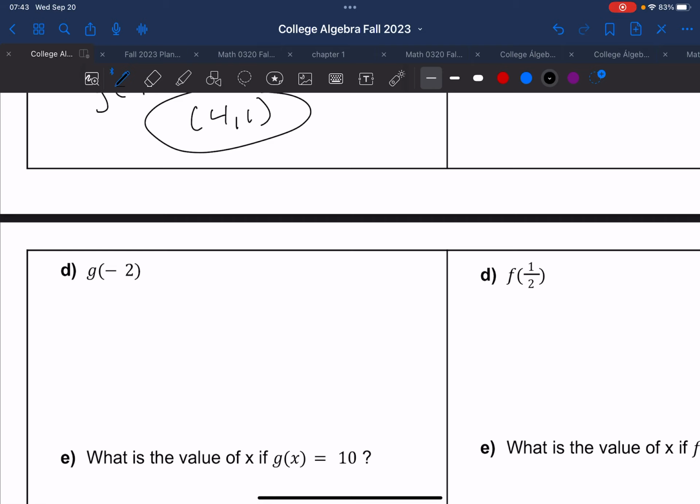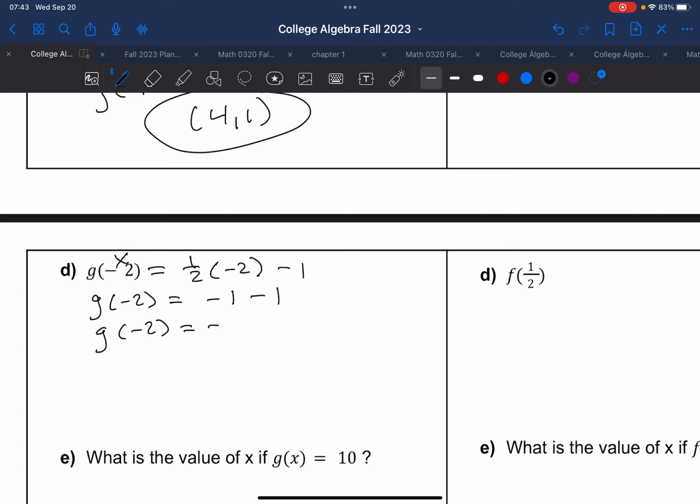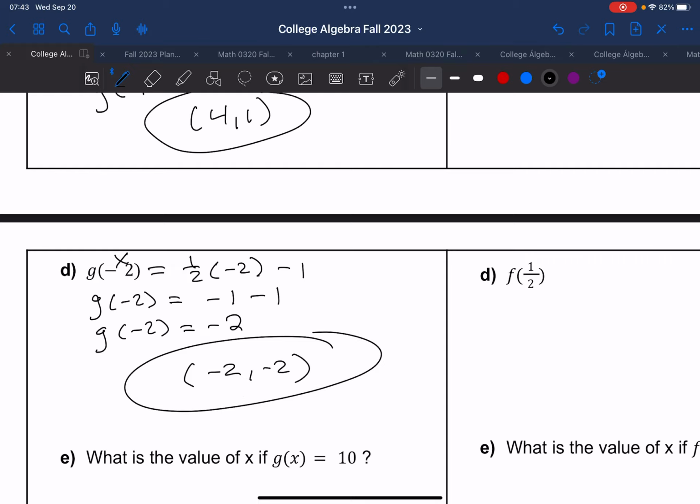Okay, so -2 is going to be what? X or y? X. So I have g of -2 is equal to 1/2 times -2 minus 1. What's 1/2 of -2? -1. So -1 minus 1 gives me -2, so that leaves me with the point (-2, -2). Good.